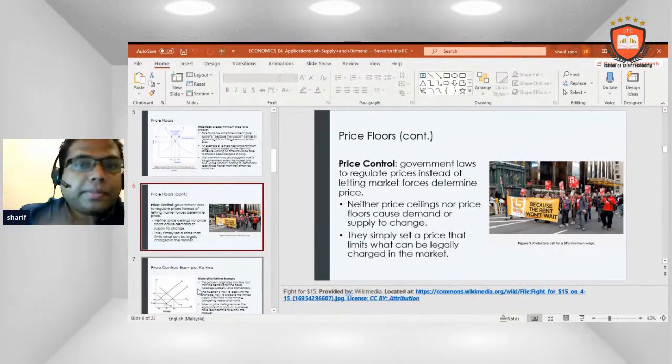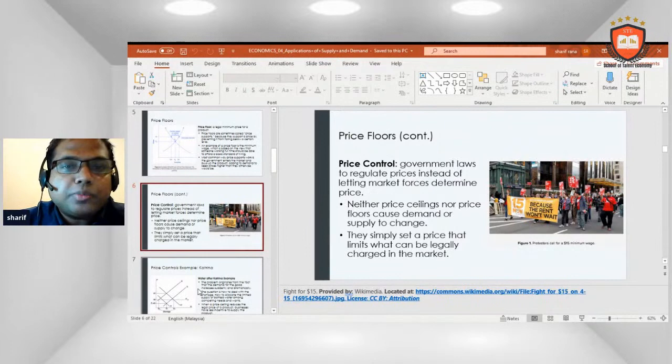Price control: government law to regulate price instead of letting market forces determine price. Neither a price ceiling nor a price floor causes demand or supply to change. They simply set a price that limits what can be legally charged in the market.